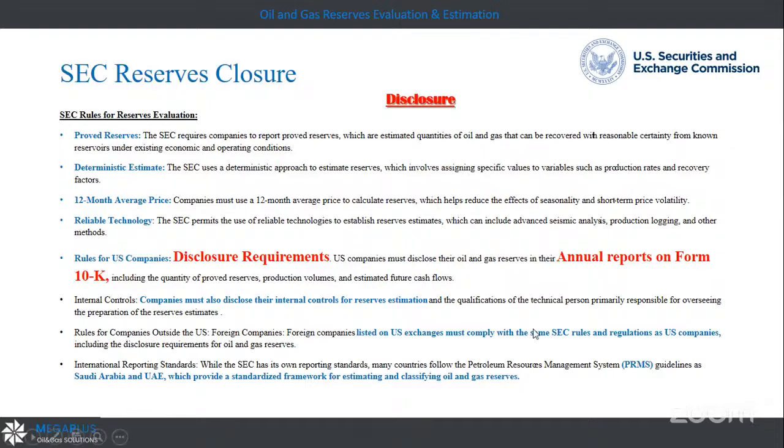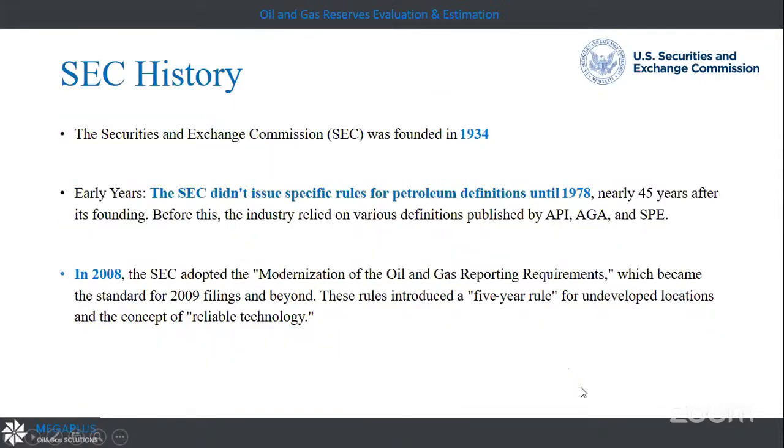Also, not all companies deal with the SEC. If they are not working in the US or dealing with the US stock market, they can work with the PRMS, like, I think, Saudi Arabia, the United Arab Emirates, and Kuwait. All of them are dealing with the PRMS standards. Briefly, the history: the SEC was founded in 1934, and until 1978, API and SPE were considered to make these guidelines. In 2008, they made something very important for the SEC called modernization.